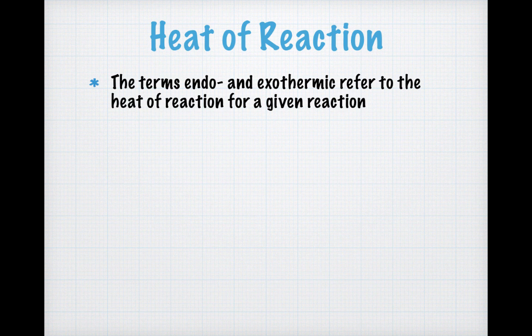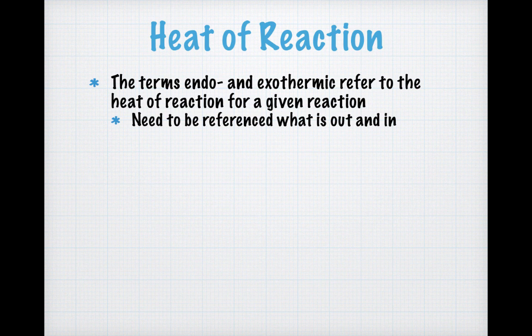And when energy is absorbed or released in a reaction, we have something that is called the heat of reaction. And this is where we bring up our terms endothermic and exothermic. So these refer to the heat of reaction for any particular given reaction. So we need to reference what is considered out, because exothermic means heat is going out, and endothermic means heat is going in. Well, really what we need is what. Heat is going out of what or into what.